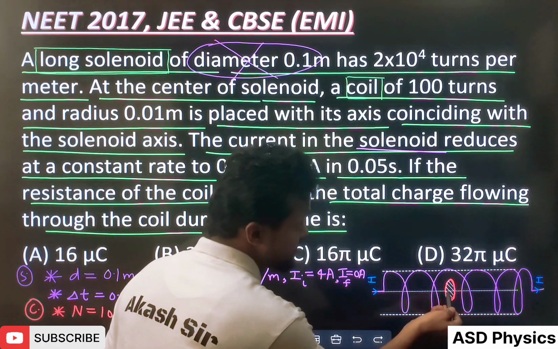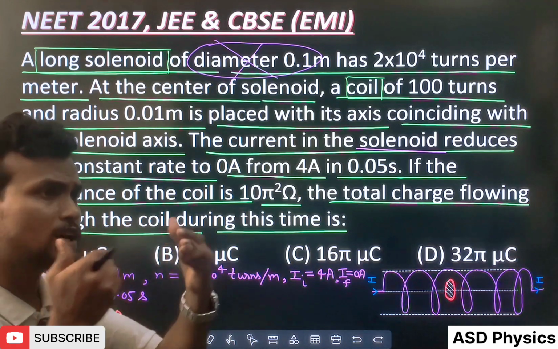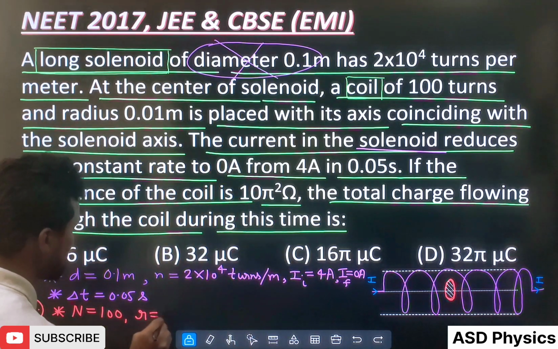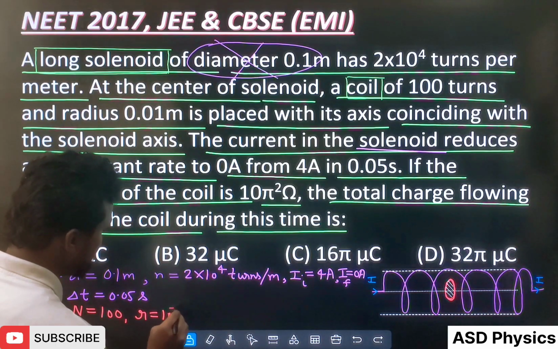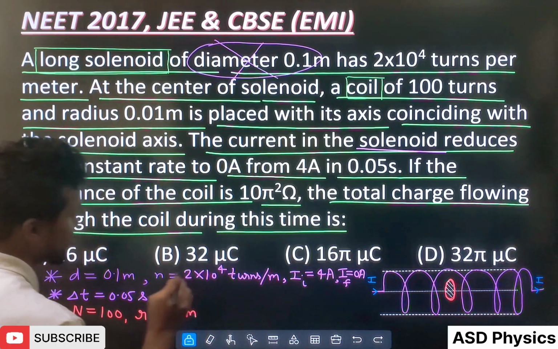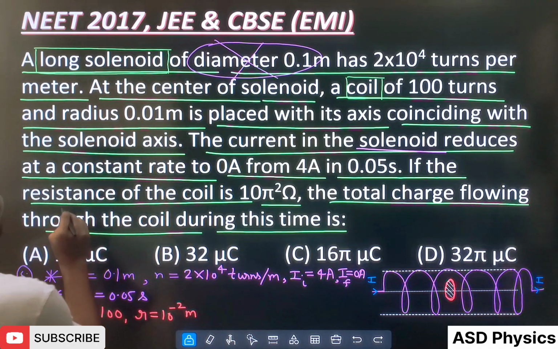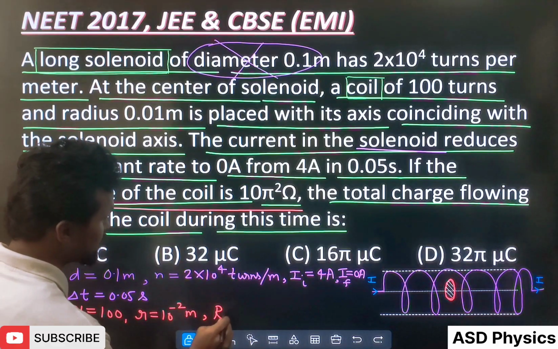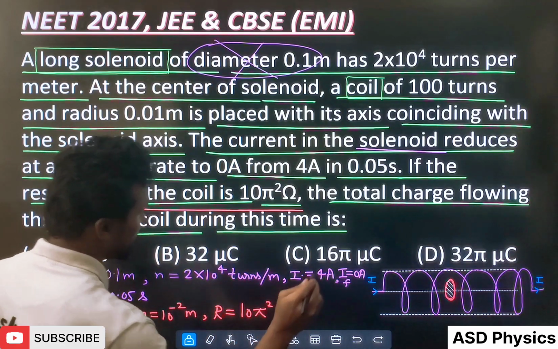Because you can see the cross-sectional area of the coil and the cross-sectional area of the solenoid are parallel to each other. So the radius of the coil is given as 0.01 meter, or I can write 10 to the power minus 2 meter. After that, the resistance of the coil is also given here. Let's take 10 pi square ohm.